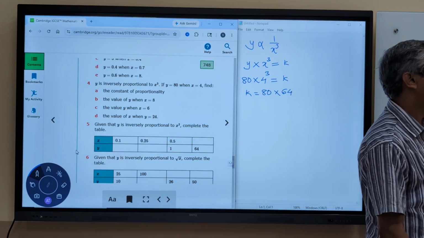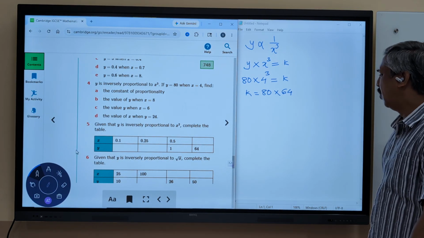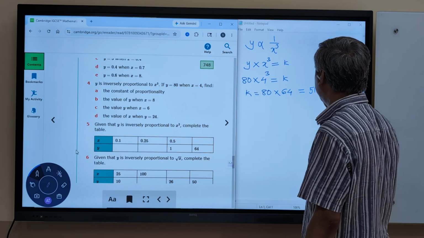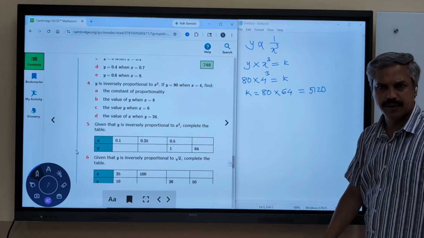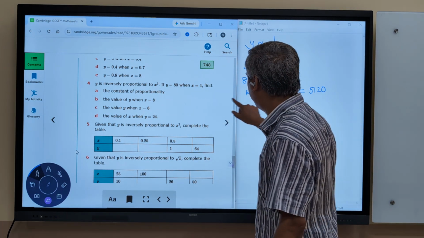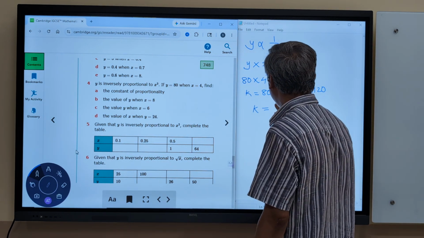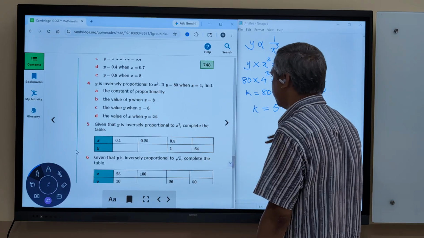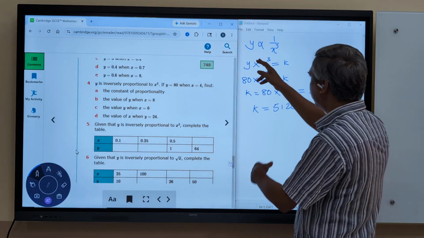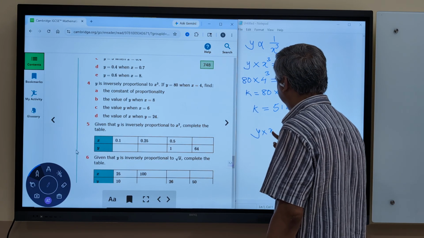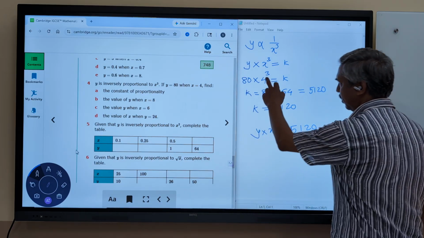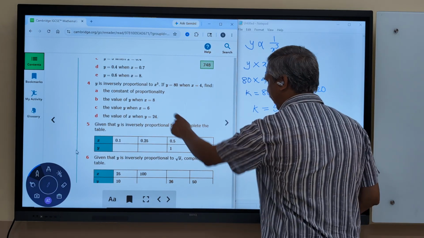So k is equal to 80 into 64, which is 5120. So you got this answer. Then we found the constant of proportionality. The constant of proportionality, k, is 5120. Then the value of y when x is equal to 8. Y into x cube is equal to 5120. Now we put the value of x here, 8.